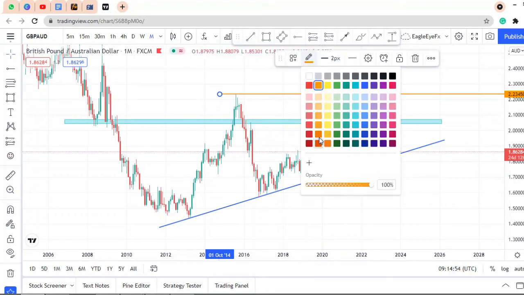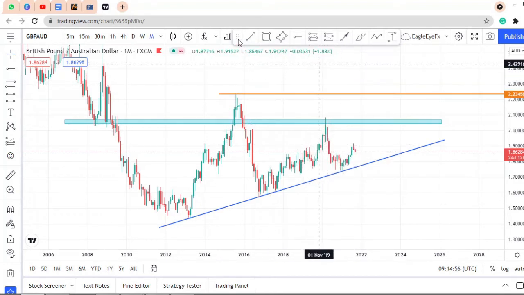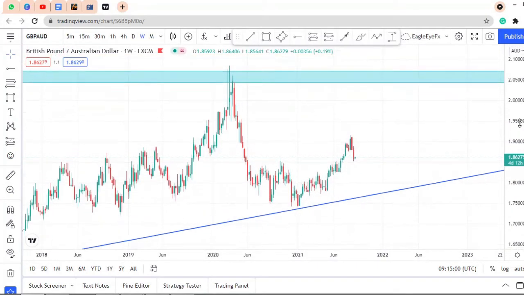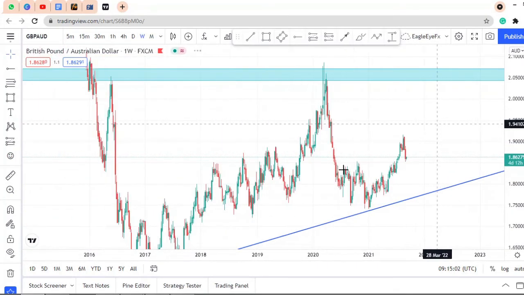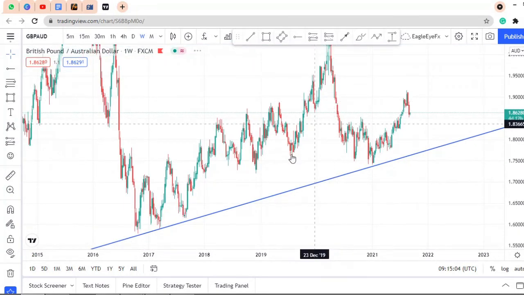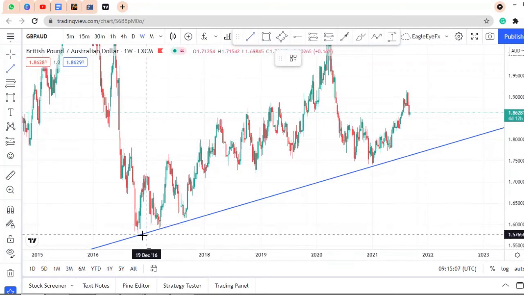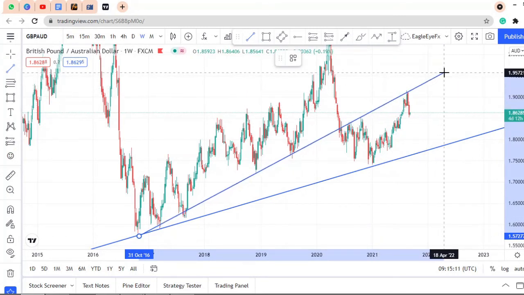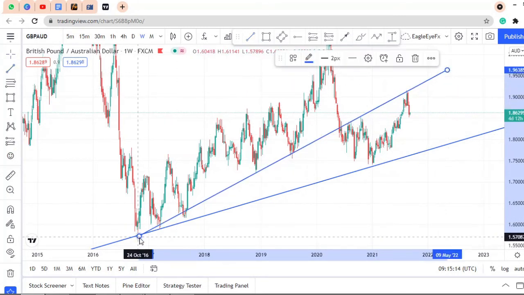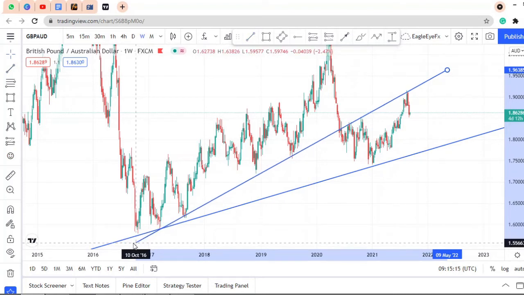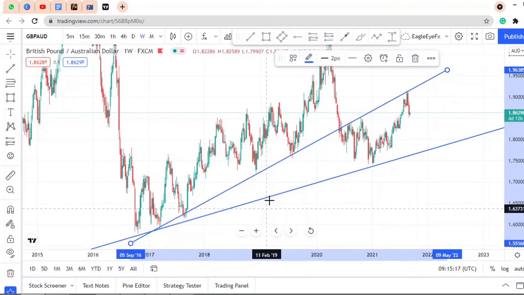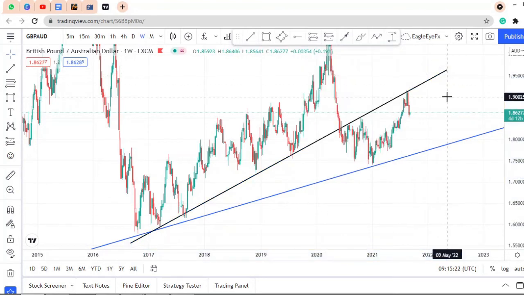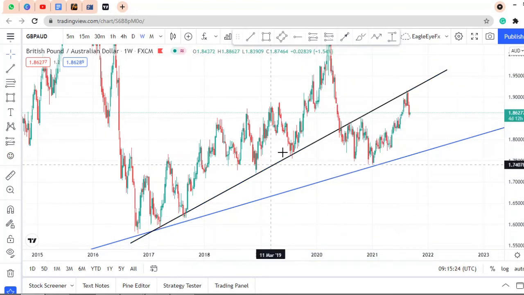Let me change this color so that it's not confusing. Okay, when I go to the weekly time frame, you can see that there was a trend here. This is what we call a trend inside another trend. Okay, you see there's some sort of trend here. Let's change the color to black so that you see that this level is being obeyed.